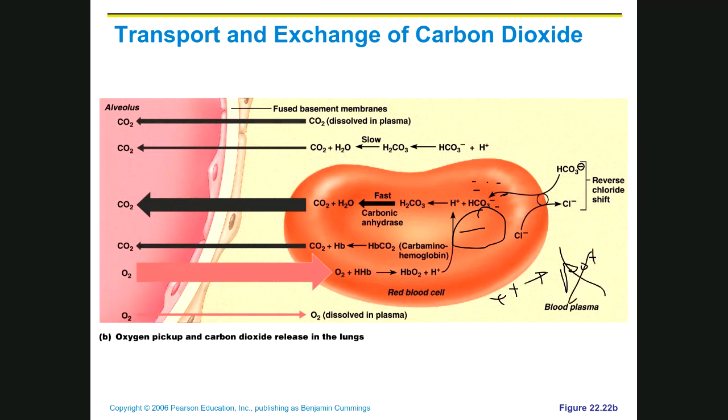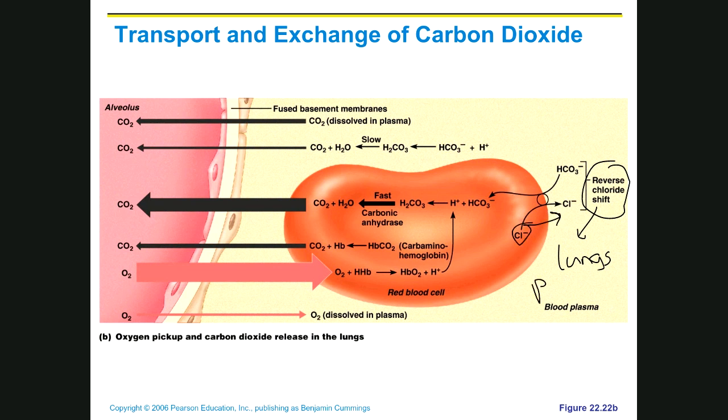So to keep that from happening, for every bicarbonate that goes in, that chloride comes back out. So we have what's called a reverse chloride shift. So the reverse chloride shift happens at the lungs. Chloride leaves, and it does so, again, to prevent the development of a charge.